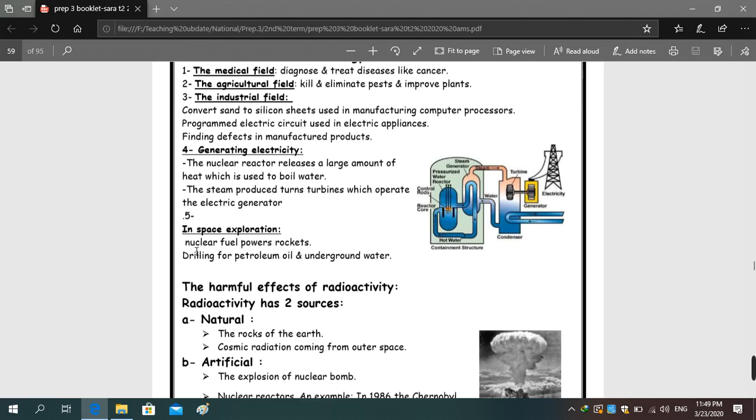Number five, in space exploration, nuclear fuel powers rockets. Many rockets need nuclear energy to reach space. Without nuclear energy, we cannot reach space by using rockets. Also, drilling for petroleum, oil, and underground water needs nuclear energy.